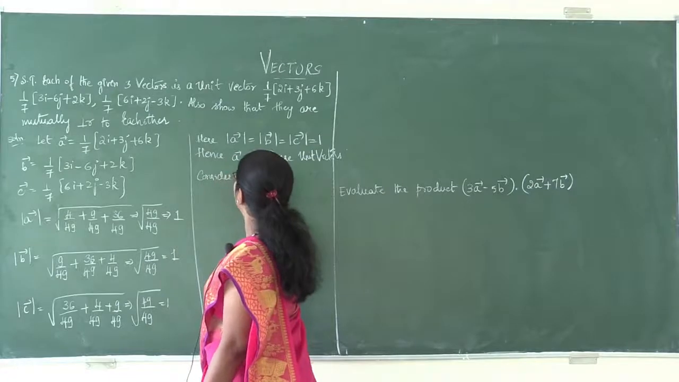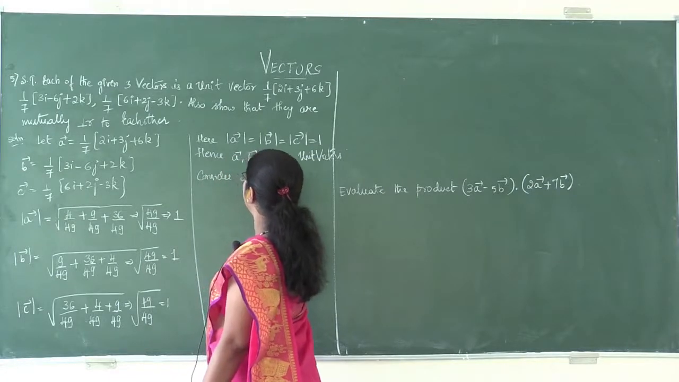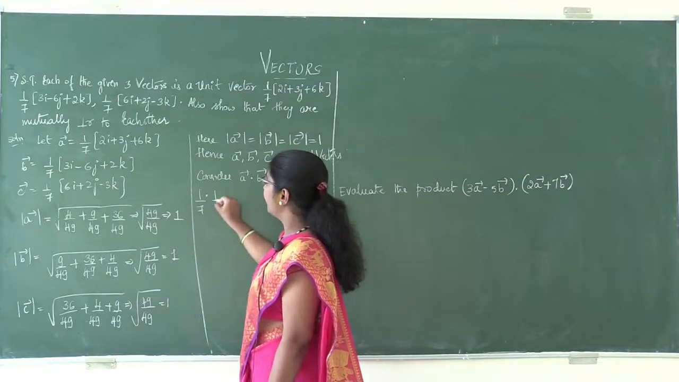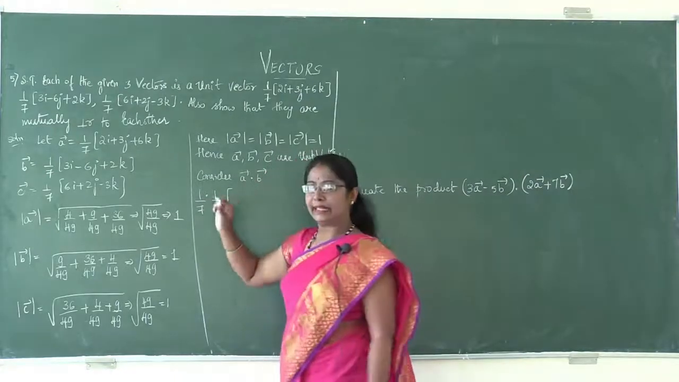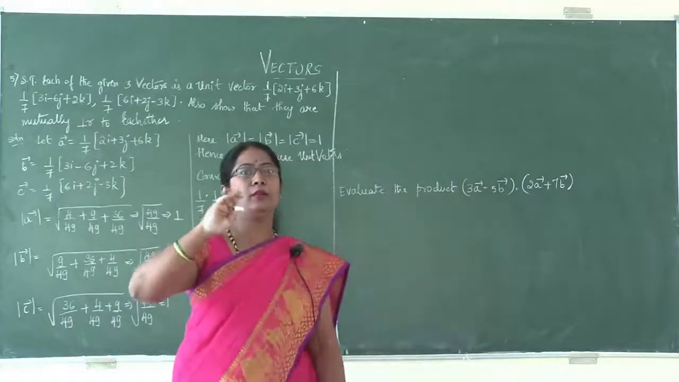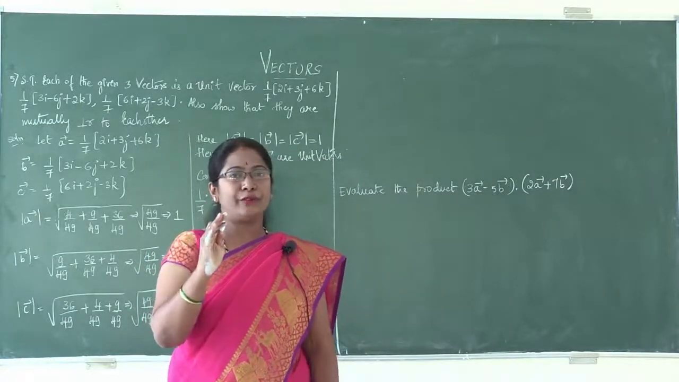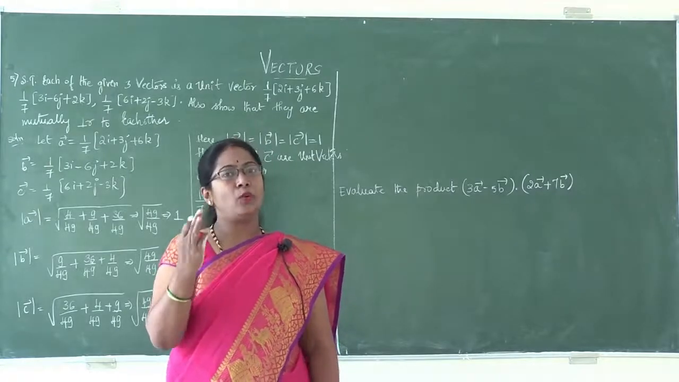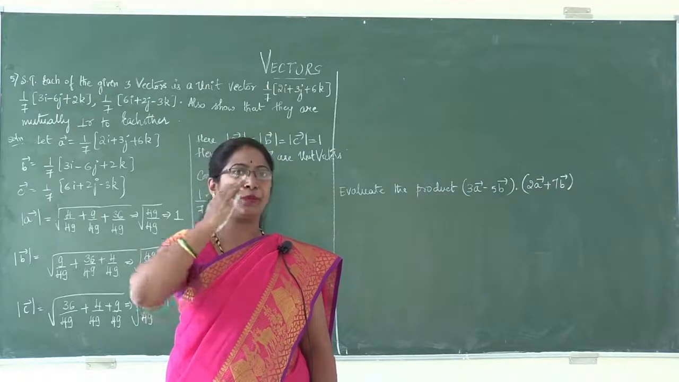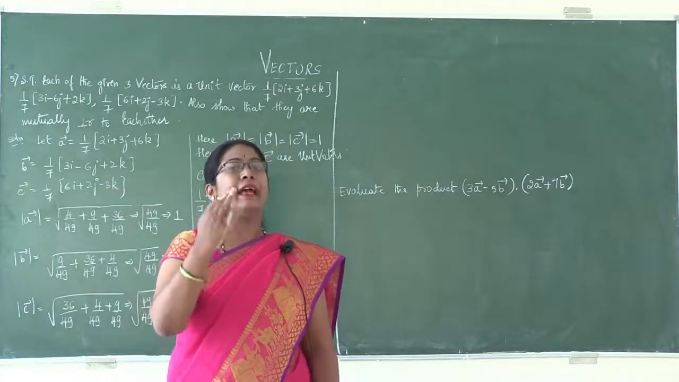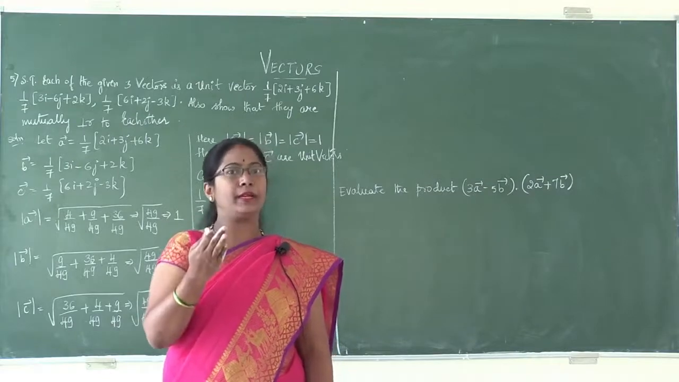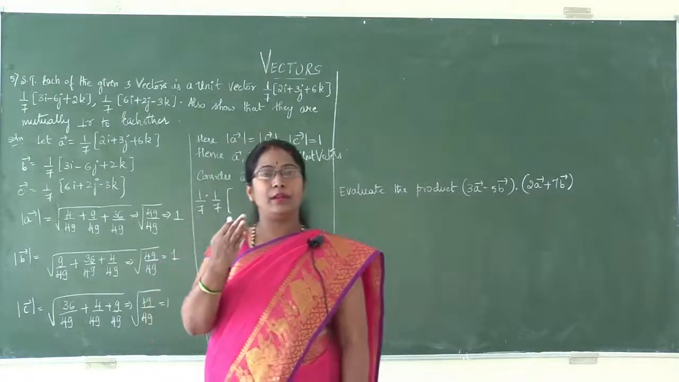Consider vector A dot vector B. What is vector A? 1 by 7 into 1 by 7, directly I can take it out. How do you represent vector A dot vector B in terms of components? The coefficients of i, j and k have to be multiplied with respect to each component and then added. And if the resultant answer is 0, then we say that vectors A and B are orthogonal vectors.